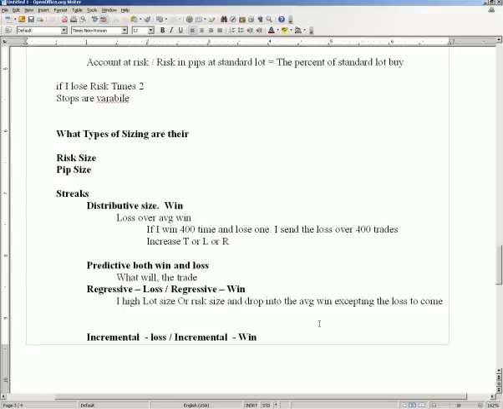So what I'm doing is, for example, I start at one lot, I win. I just start at one lot. Then I go to 0.5 lots. Then I go to 0.25 lots. And then I go down to zero, because I'm predicting a loss to come in the data. I decrease my sizing. This is regressive.